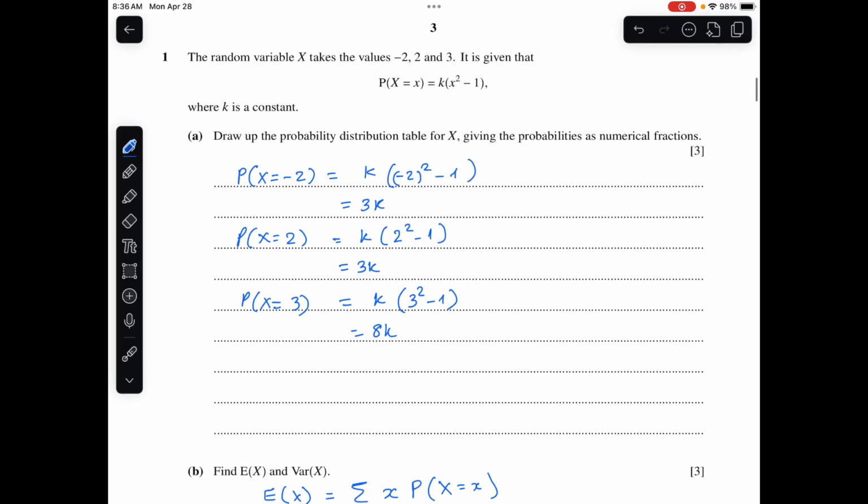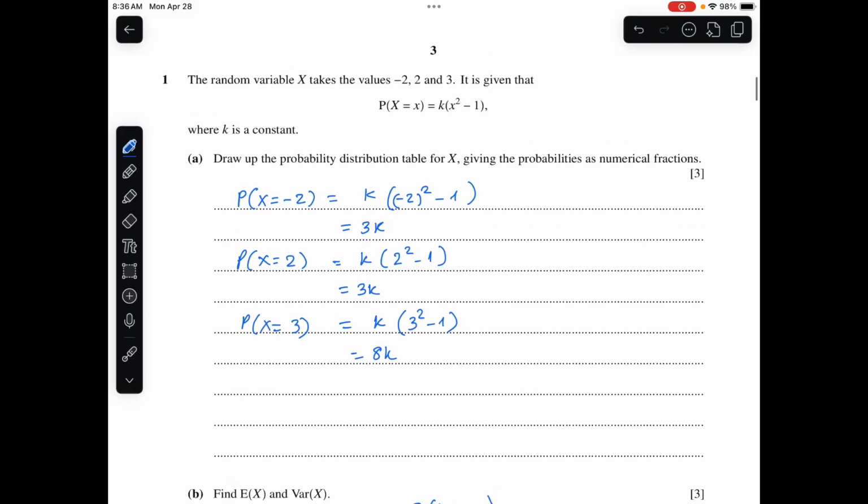Got to remember that all these probabilities add up to 1. So that means 3k plus 3k plus 8k is equal to 1. Therefore, 6 plus 8, that's 14k, equal to 1. k is 1 over 14.